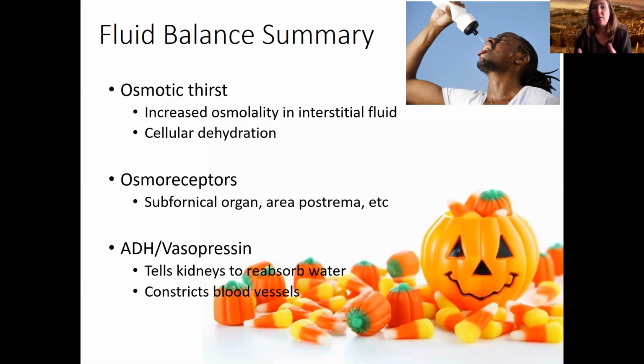And one thing that it also does is it constricts blood vessels, because this is also a way of restricting and conserving water in the body. So you'll have an increase in blood pressure, and then you will also be getting signals from your hypothalamus to drink. You will be feeling thirsty at that point. Cheers. So that's osmotic thirst.